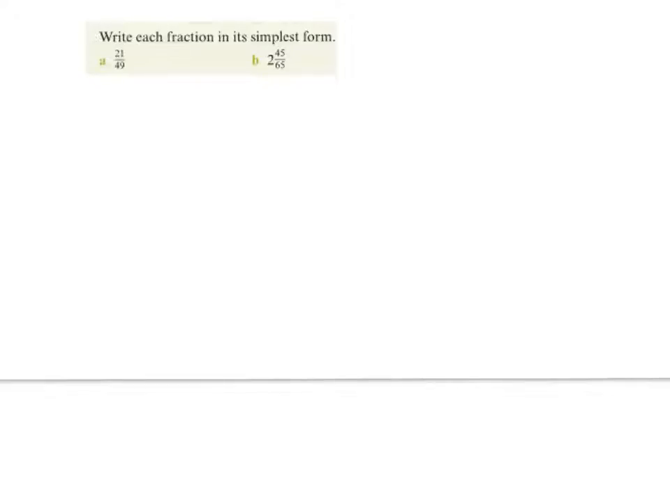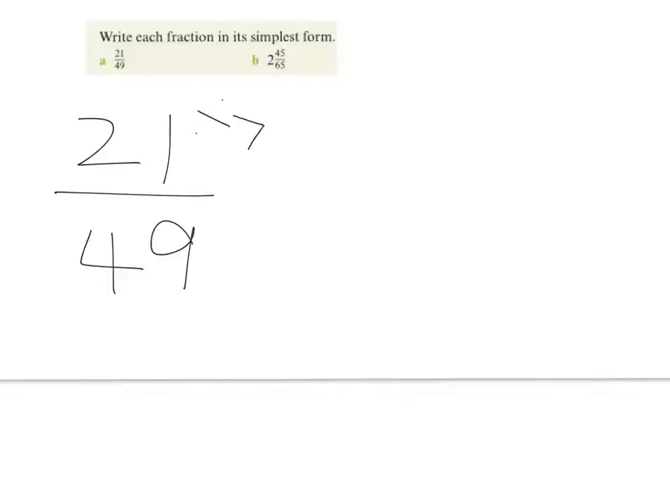So the first thing you've got to do is think, well, what number goes equally into both of those numbers? Okay, so let's look at 21 and 49. Now, if you know your times tables, this should shout out to you. Well, 7 goes into both of those. So if you divide that by 7 and you divide that by 7, 21 divided by 7 gives me 3, and 49 divided by 7 gives me 7. So my answer is 3/7, and it can't go any smaller than that. Okay, always check whether it can.